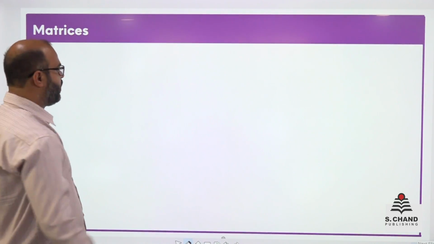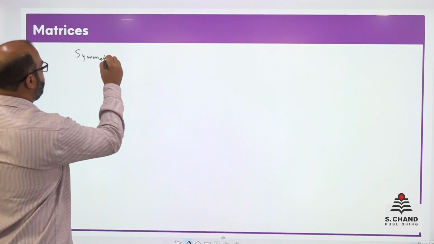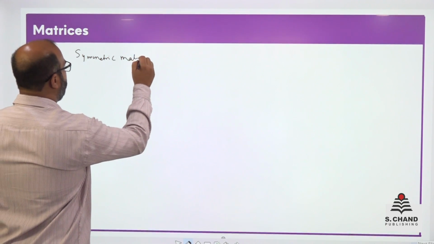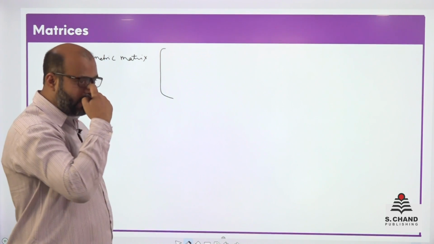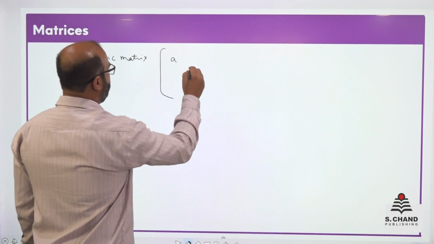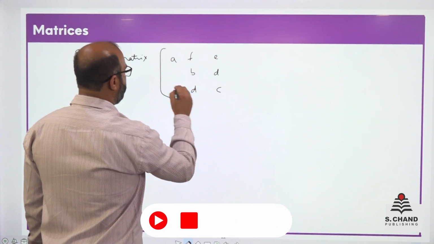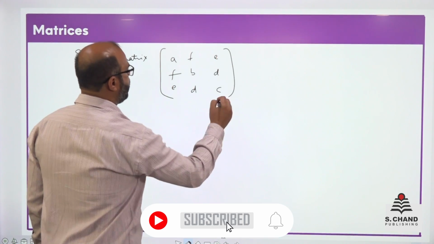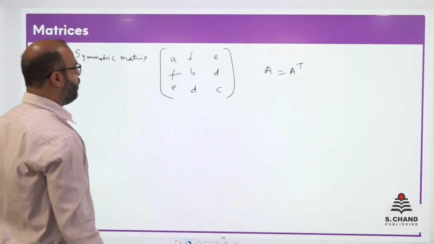Symmetric and skew symmetric matrix. What are symmetric matrices? A symmetric matrix is such a matrix whose non-diagonal elements are symmetric with respect to the diagonal. Like A, B, C are the diagonal, D, E, F are here, so D, E, F will also be here. That means A and A transpose will come out to be the same.